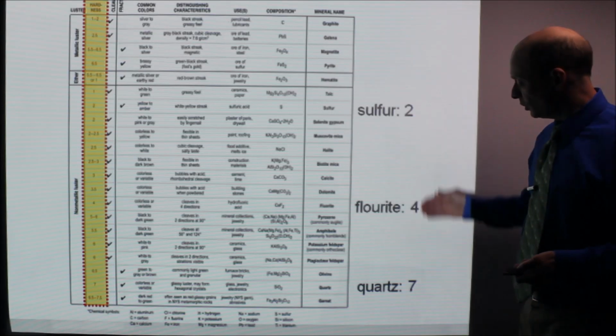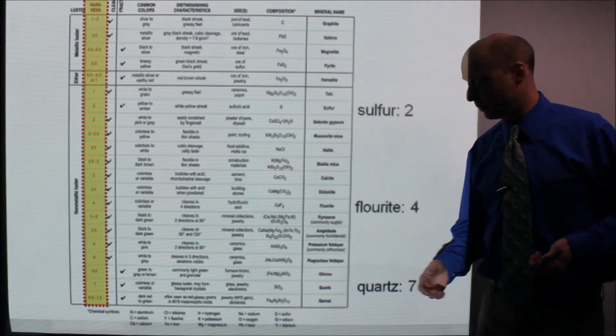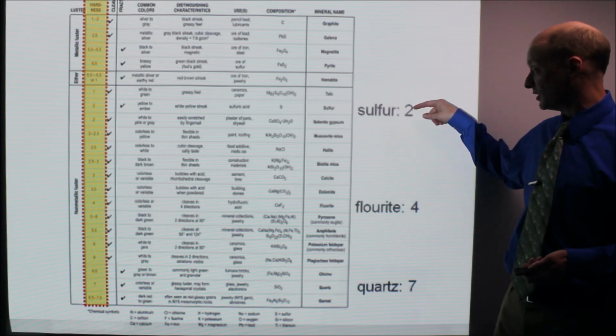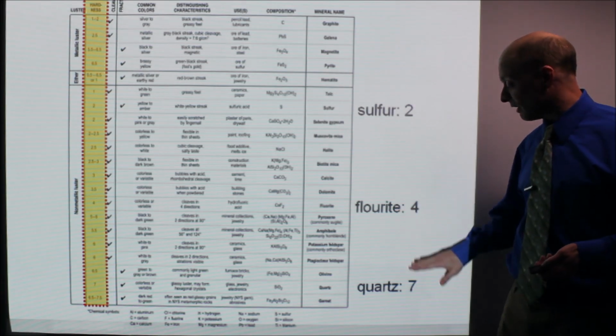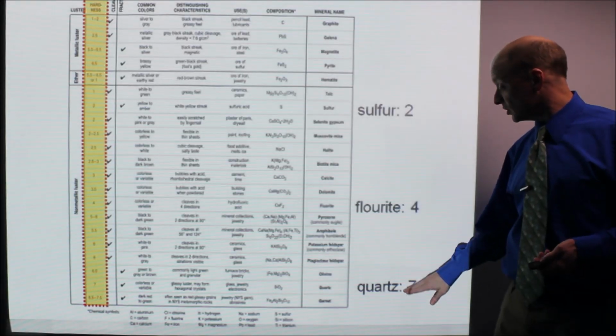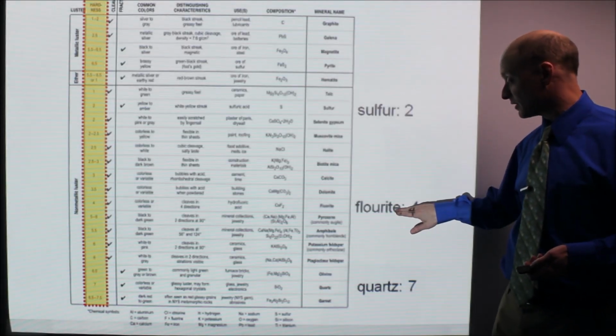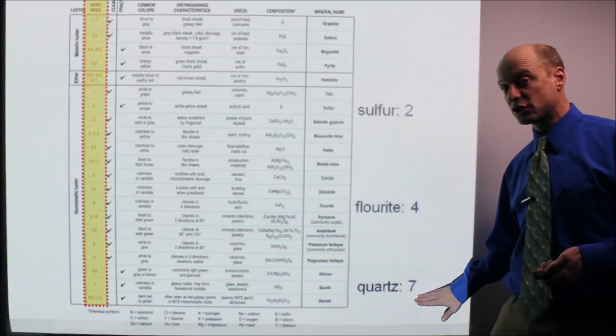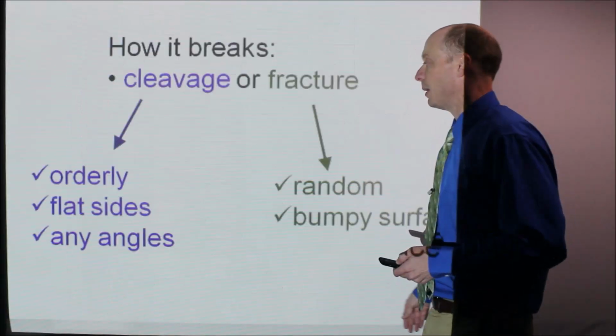Sulfur has a hardness of 2, and quartz has a hardness of 7. This is my example. Therefore, the mineral fluorite can scratch sulfur because it's lower, but it cannot scratch quartz, okay? But quartz can scratch fluorite if you rub it on it, and it will totally scratch sulfur because it has a higher hardness. Quartz will also scratch other quartz if that was to come up.